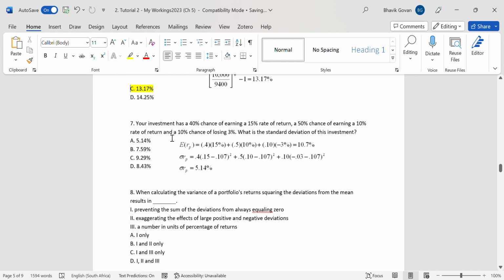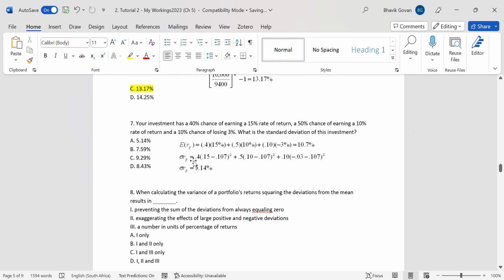Your investment has a 40% chance of earning 15% rate of return, 50% chance of earning 10% rate of return, and 10% chance of losing 3%. What is the standard deviation of this investment? So you first calculate your expected return. You'll say 0.4 times 15% plus 0.5 times 10% plus 0.1 times negative 3%. And that's our expected return of 10.7%.